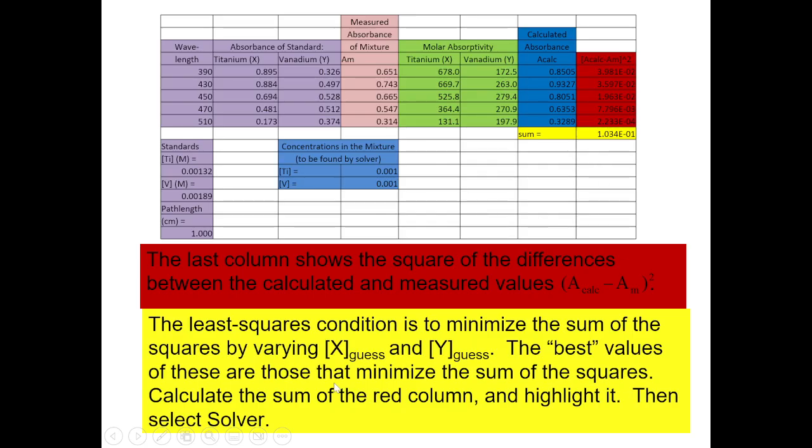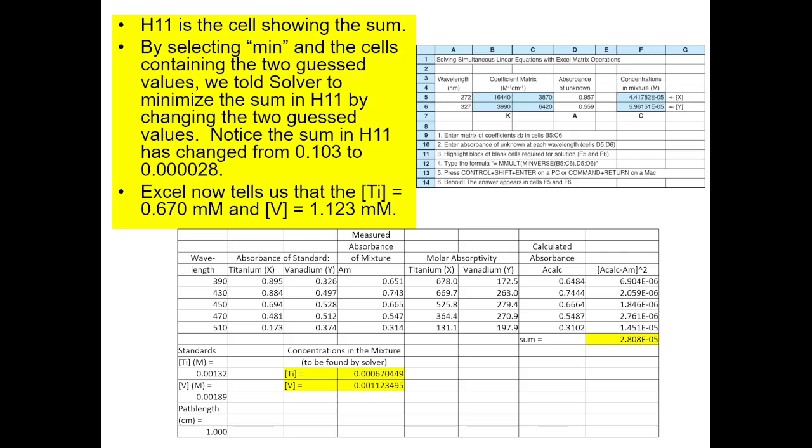So what you want to do is calculate the sum of this red column, highlight it, and then select our solver. Okay? And what we're doing is aiming to get this as close to 0 as we can, right? And so that would be what we're solving for, to minimize this sum of squares, right? Same as a least squares fit. All right, so again, H11 is going to be the cell showing the sums.